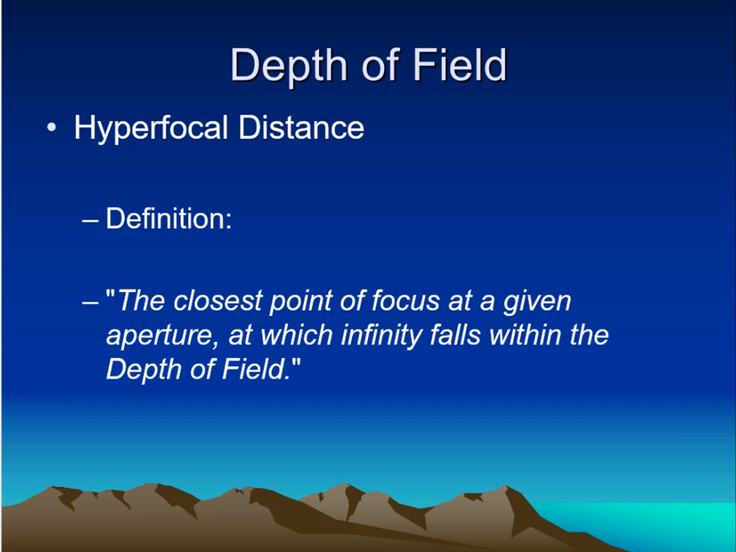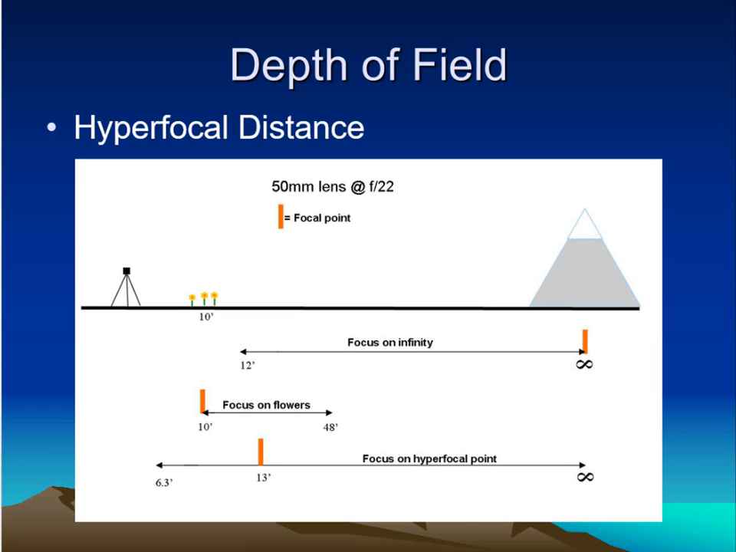Now there's a thing called hyperfocal distance. What is it? Well, it's the closest point of focus at a given aperture at which infinity falls within the depth of field. Now, in the previous diagram, I showed you that infinity was available at many f-stops with a 28mm lens, for example. And so for you to get infinity to fall just inside of your depth of field, where do you focus to get to that? So here's a simple diagram. Well, maybe not so simple, but here's a diagram just to sort of give you an idea.